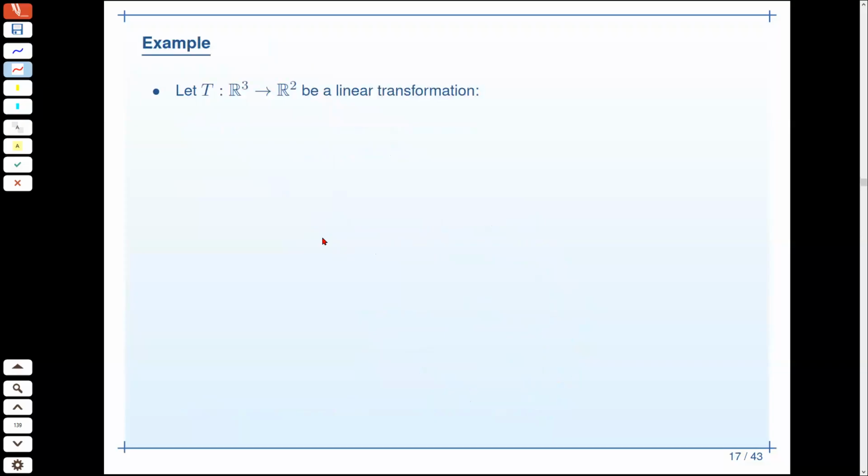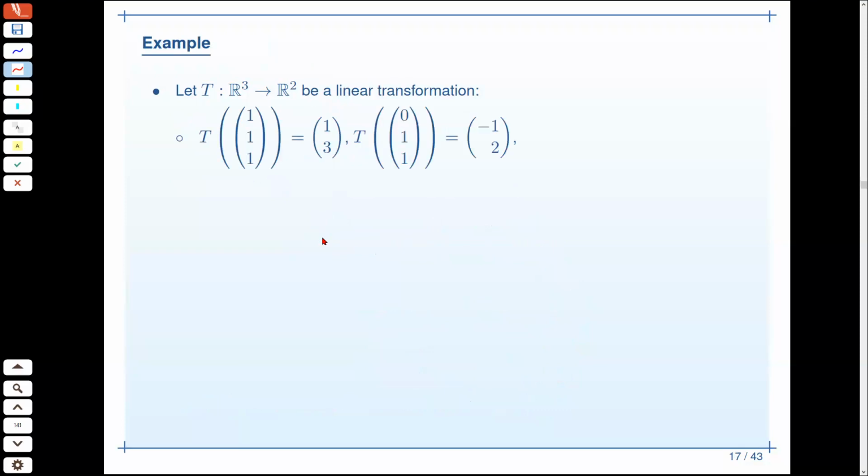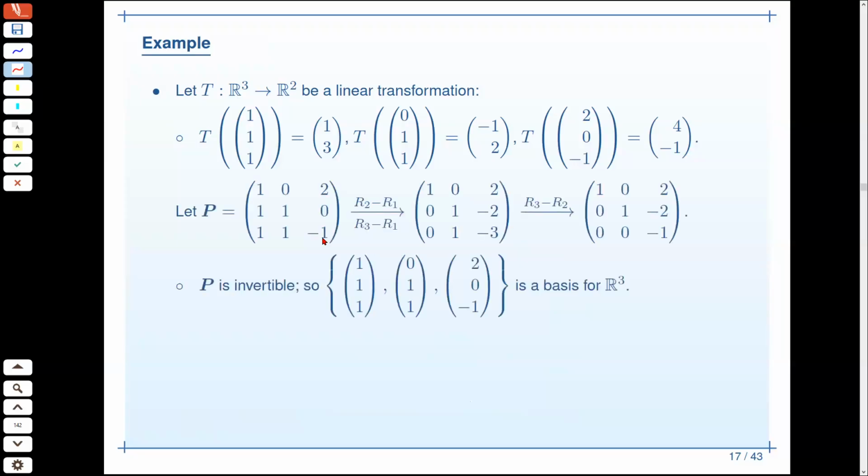Okay, now let's look at some example first. Suppose T is a linear transformation from R3 to R4, which is already given. Say T(1,1,1) equals (1,3), T(0,1,1) equals (-2), and T(2,0,-1) equals (4,-1). It is already given to be a linear transformation. Now, how can you find the standard matrix?